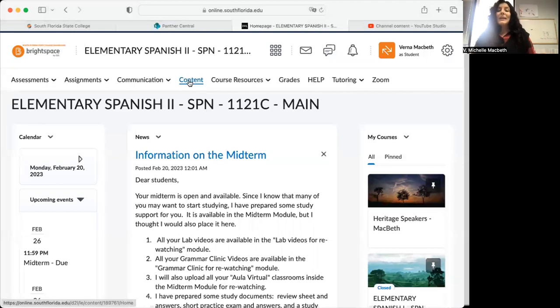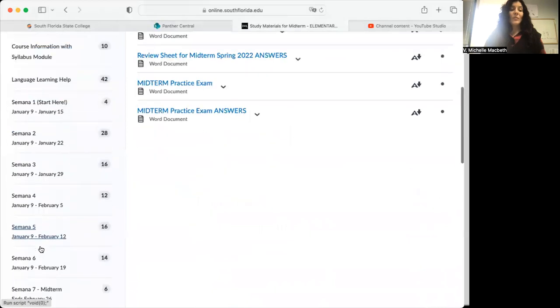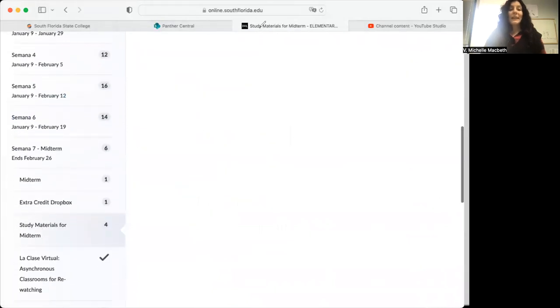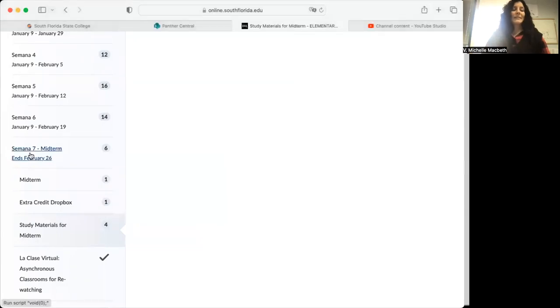Then we're going to go into the week that your midterm is in, okay? So that's the other thing that we want to do. So when we go into our weeks, where do we want to click to find the information that we need? We want to click on week 7, right? All of your review documents, all of your stuff can be found inside this module, okay? All right, let's click on that module.